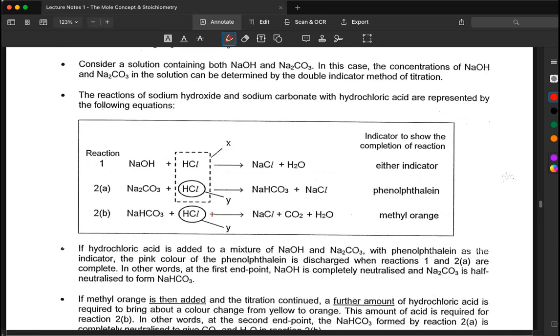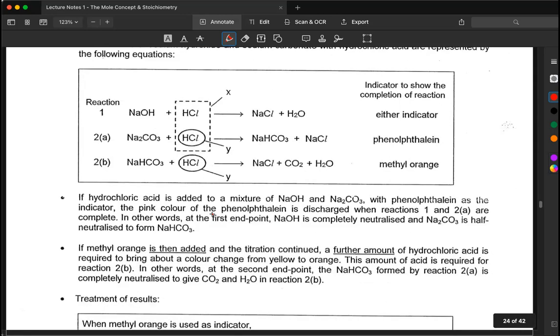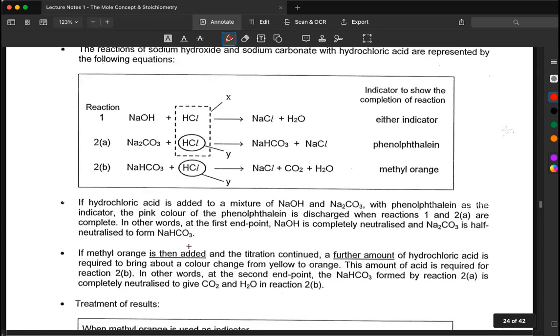So if hydrochloric acid was added to a mixture of sodium hydroxide and sodium carbonate, if you use phenolphthalein as an indicator, the pink color decolorizes when reactions 1 and 2A are completed. In other words, at the first endpoint, the NaOH is completely neutralized, and sodium carbonate is only half neutralized, if you use phenolphthalein. If you use methyl orange later, you continue to add, you need more.